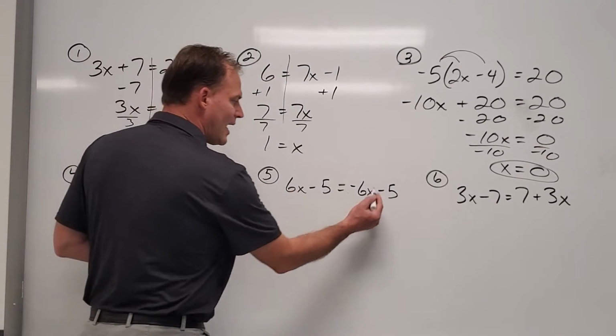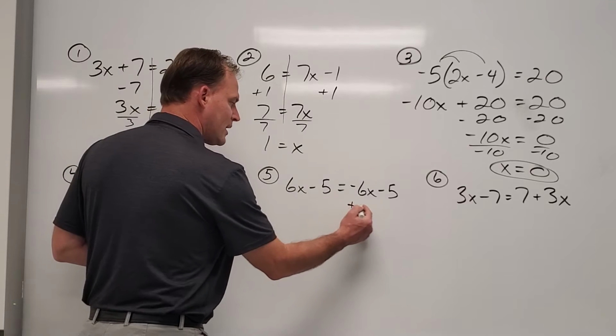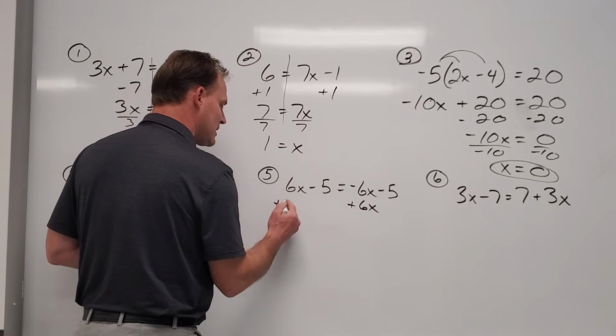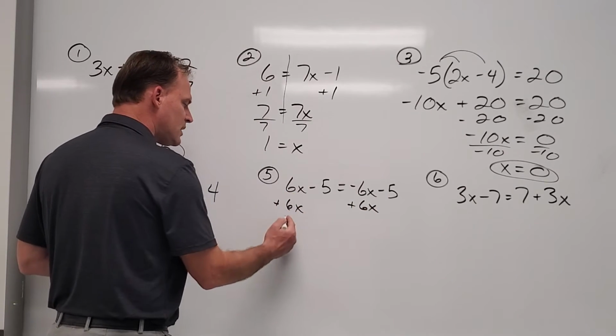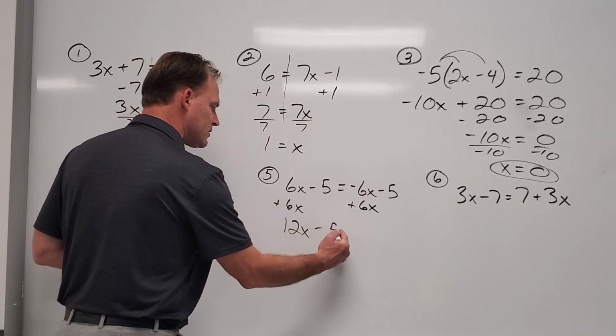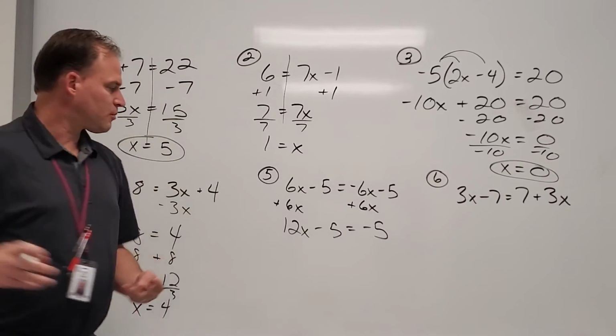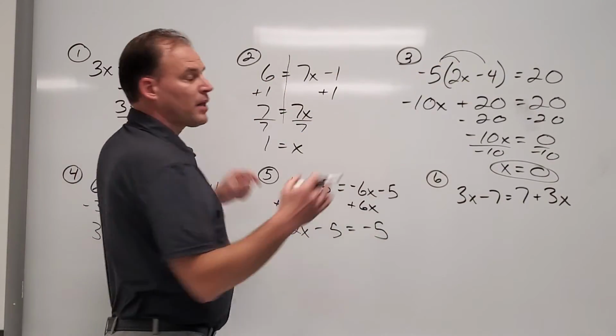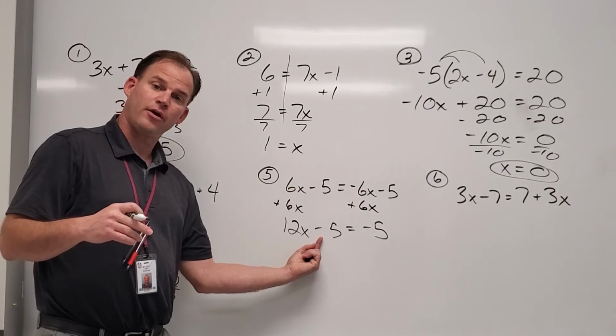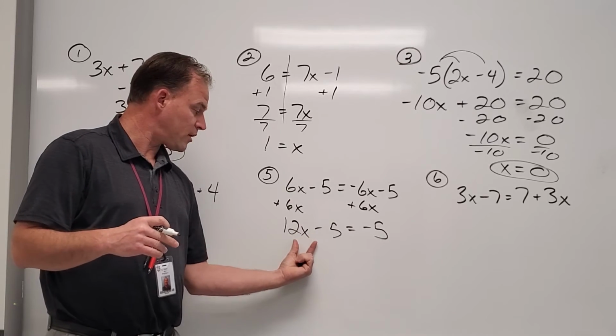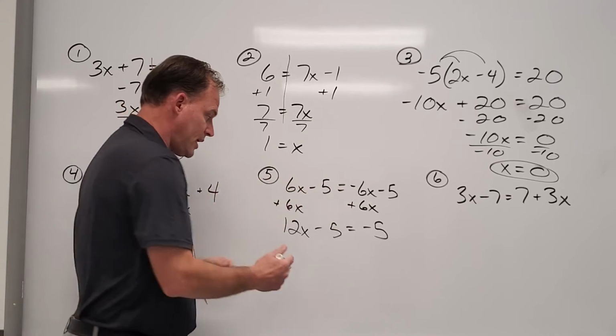Number 5, again, variables on both sides. That's fine. I want to get this over here. I need plus 6x to do that. Gives me 12x minus 5 equals negative 5. Finish the problem. This is now set up like all the rest of them. Get the variable by itself. Work the variable side of the problem after you get them together.